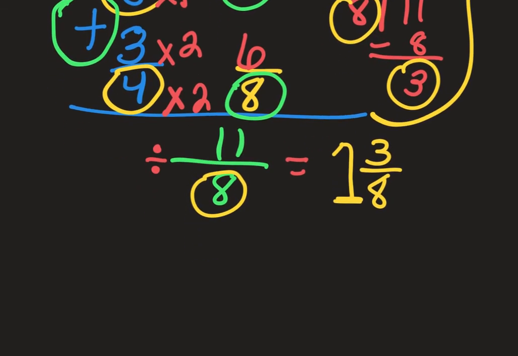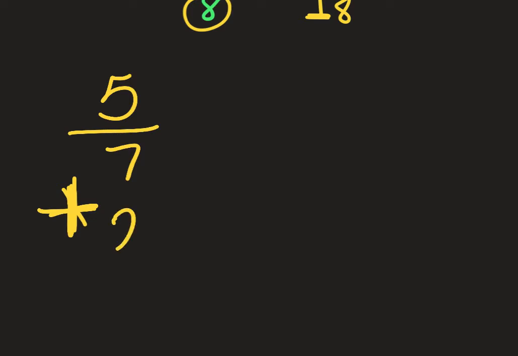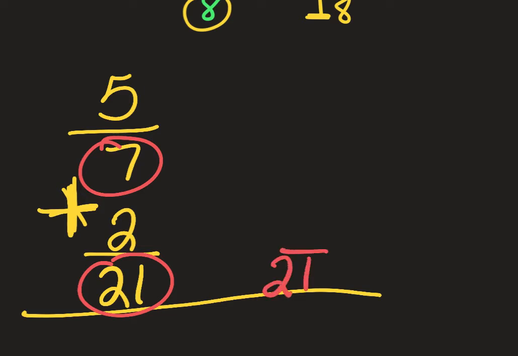Let's try another one. The next one is 5/7 plus 2 over 21. I first look at my denominators. I have a denominator of a 7 and a 21. So the next thing I ask myself is which one is larger. A 21 is larger. 7 will go into 21. 21 will go into 21, so my common denominator is 21.